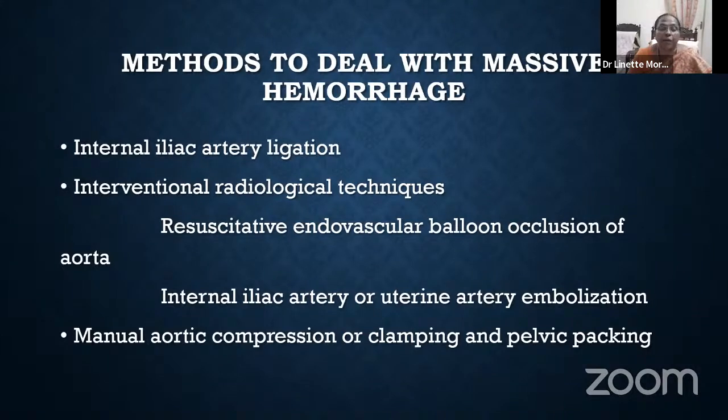Again, manual aortic compression or clamping and pelvic packing is another method to control intraoperative hemorrhage. That is, compression of the aorta against the vertebral body with the hope that the blood supply to the pelvis is decreased so that the hemorrhagic episodes can be decreased, and this can help in saving the patient.